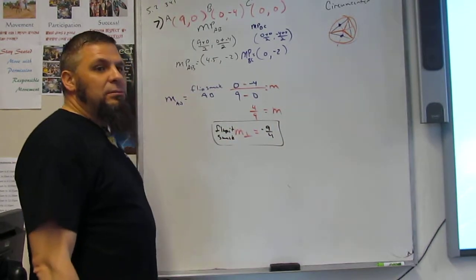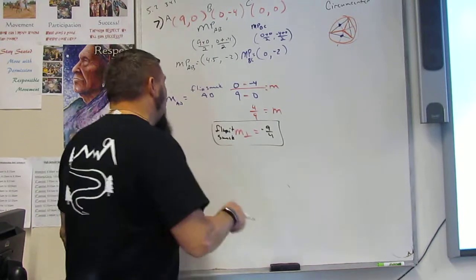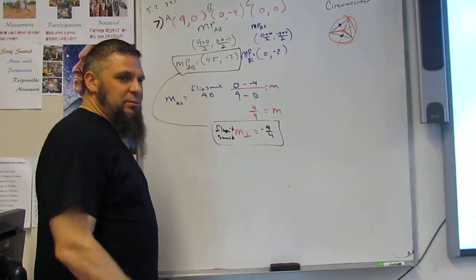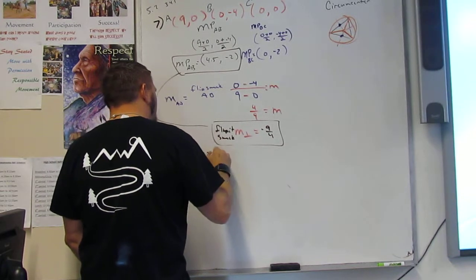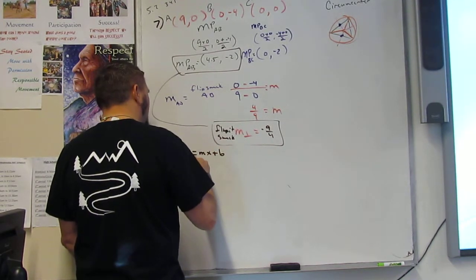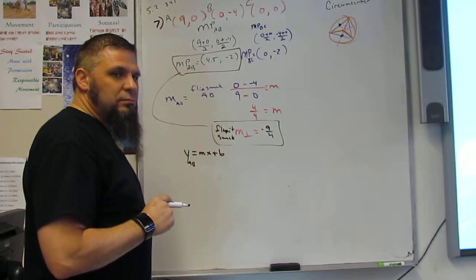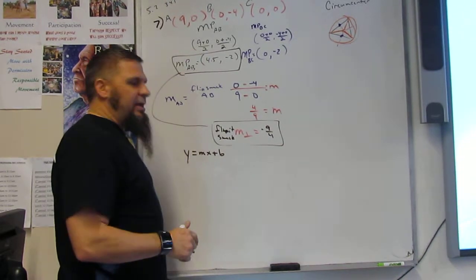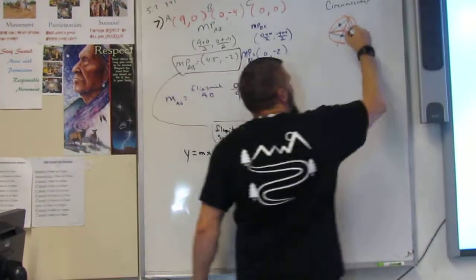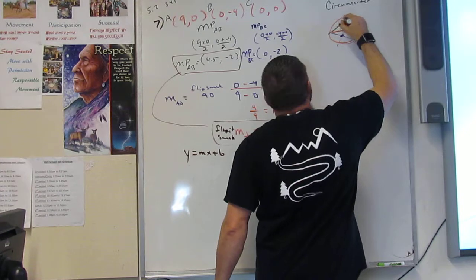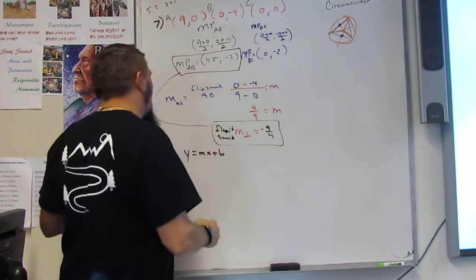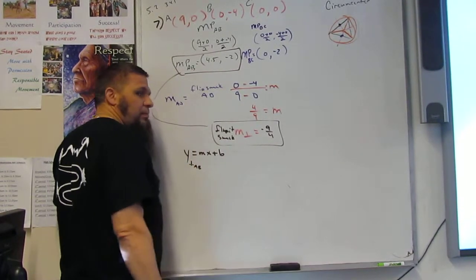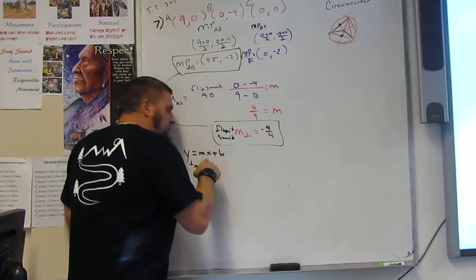Do I know the line? Well, I know a point. I know the point, the midpoint, right? This is the point I'm going to use to plug in to this equation, y equals mx plus b for AB, of course, right? And now this is going to be the perpendicular line to AB. So what this is going to be is the perpendicular of the midpoint, right? So this is my perpendicular of AB.